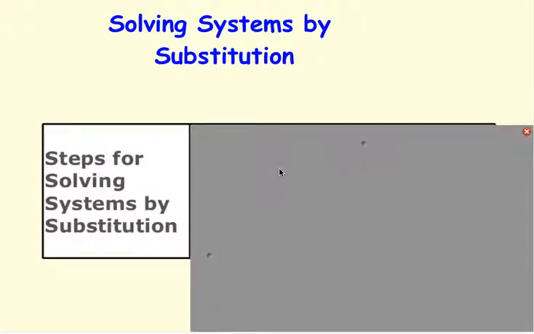Okay, ladies and gentlemen of geometry, this is solving systems by substitution. So it's basically solving systems. We're taking a little step back from geometry to use some stuff. Whenever you're solving systems, there's two big ways: substitution and elimination.